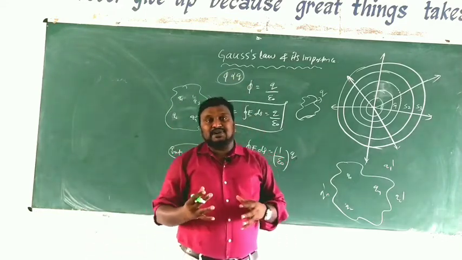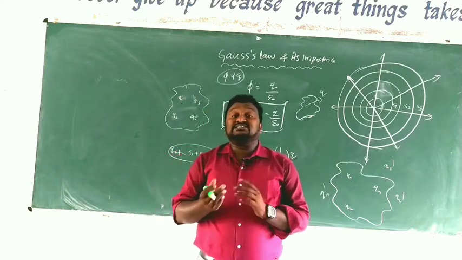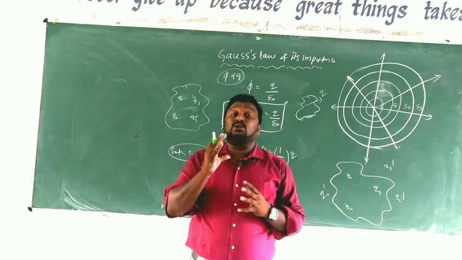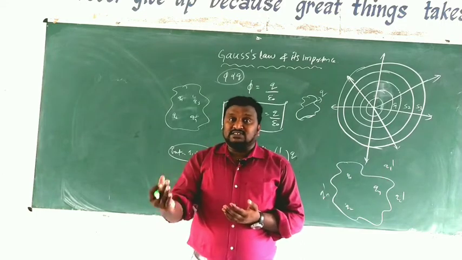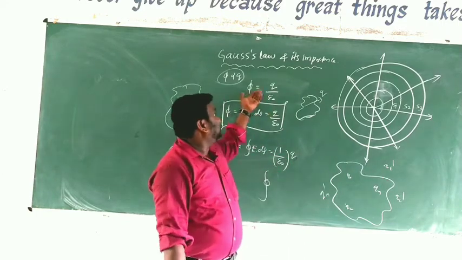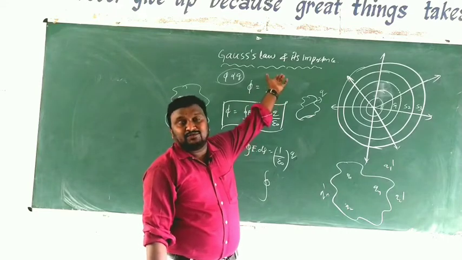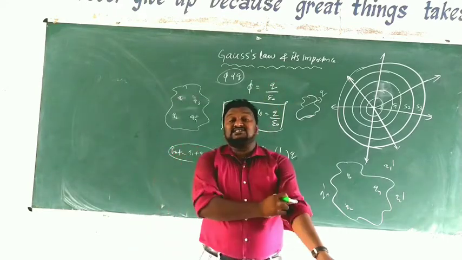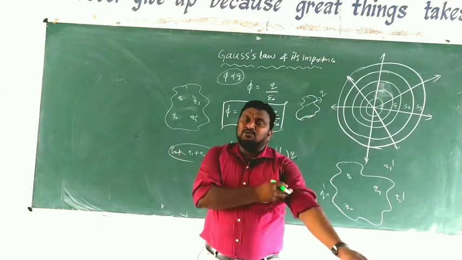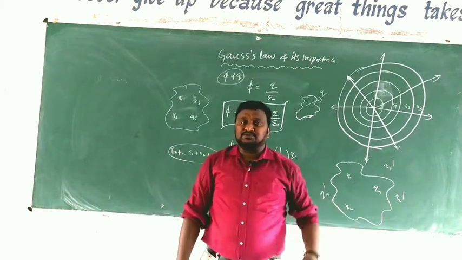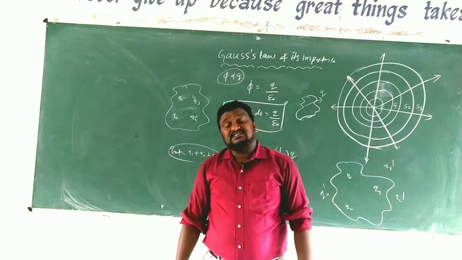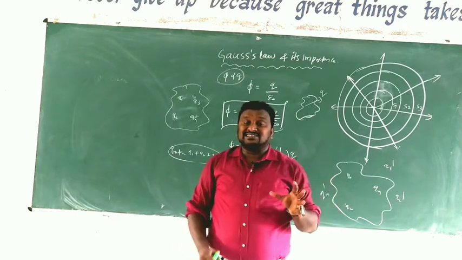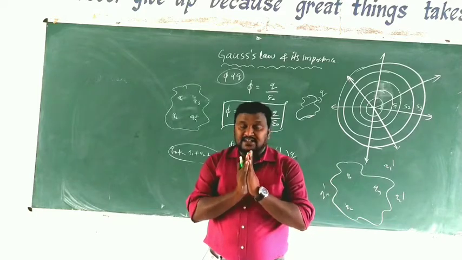The electric flux passing through the closed surface depends upon what? The amount of net charge of the closed surface. If phi is equal to q by epsilon naught, and the net charge q is 0, then the flux is also 0. If q is positive, flux is positive, and if q is negative, flux is negative. That is the statement of Gauss law.